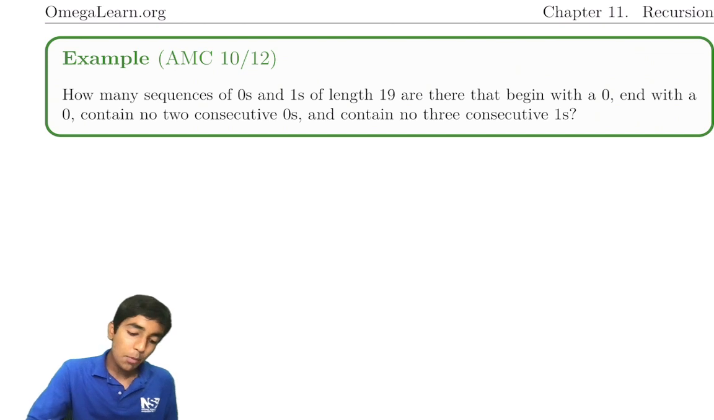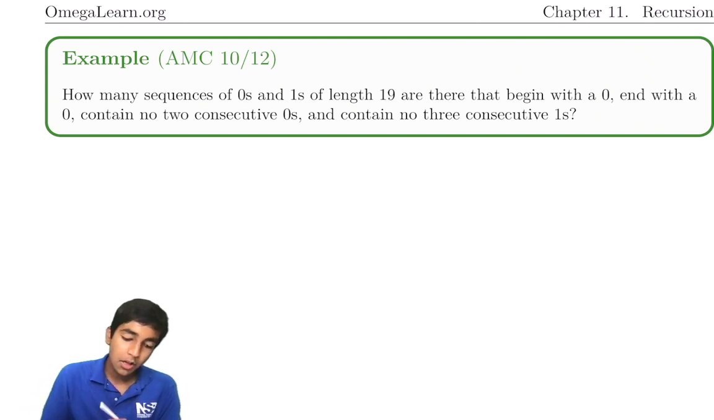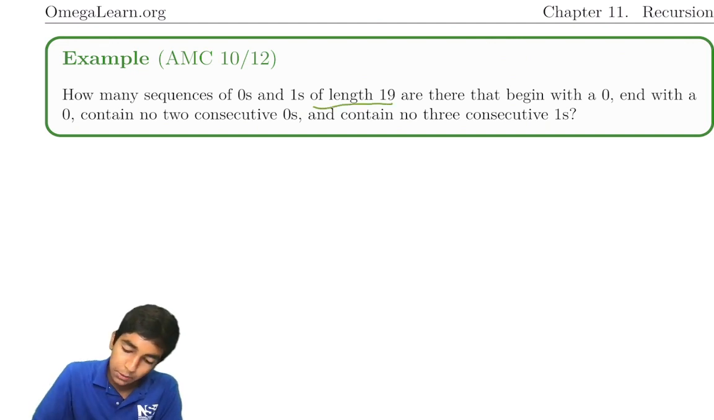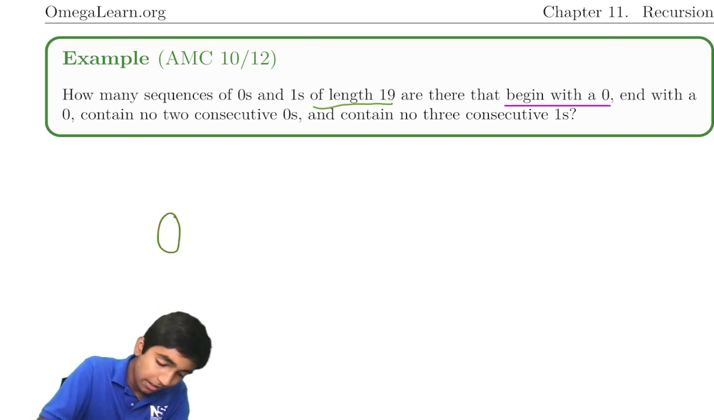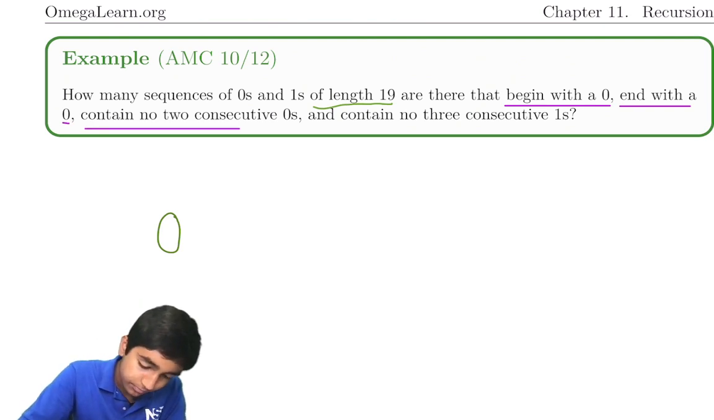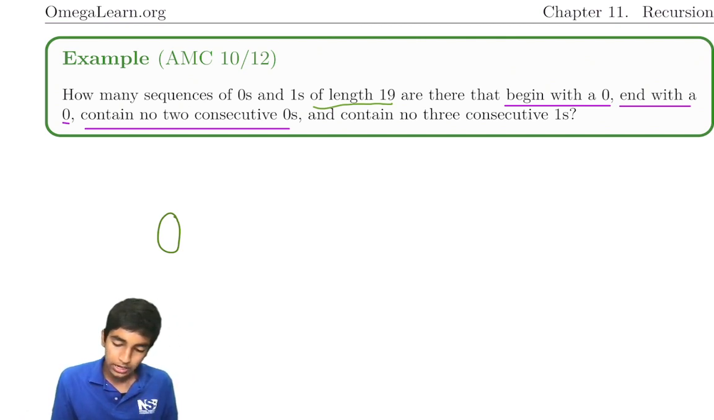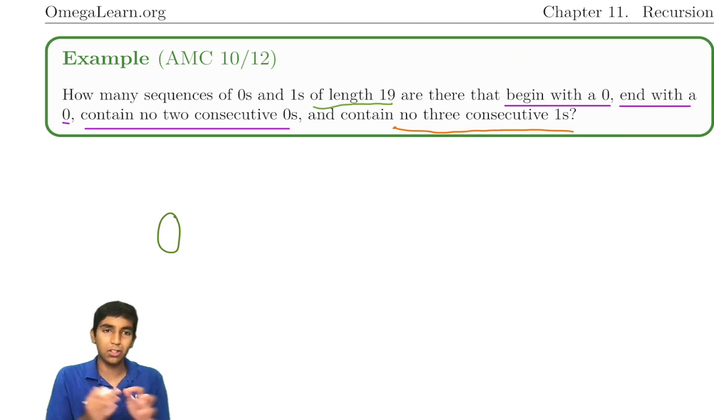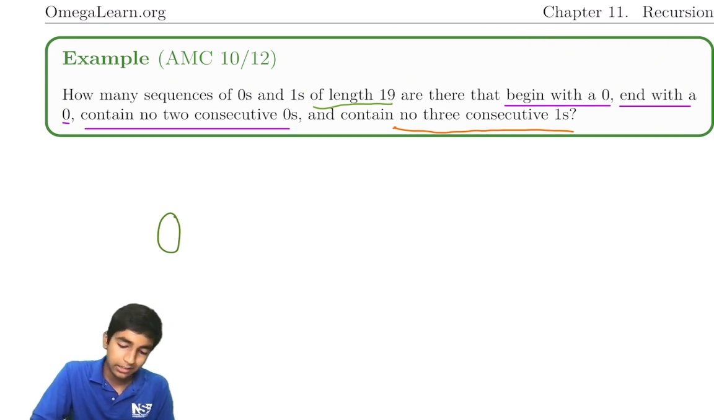Recursion. How many sequences of zeros and ones of length 19 are there that begin with a 0, end in a 0, and contain no two consecutive zeros? But they also can contain no three consecutive ones. It seems like a lot's going on, and there's definitely no way you're casework-bashing this one because 19 is just too long.